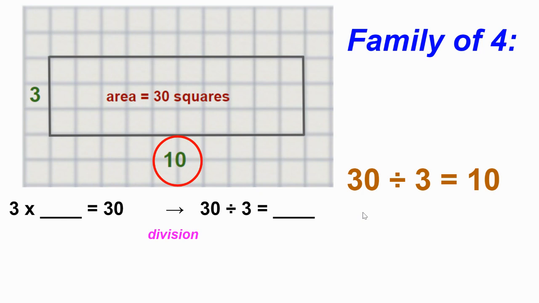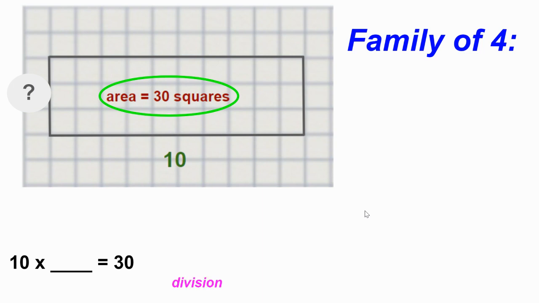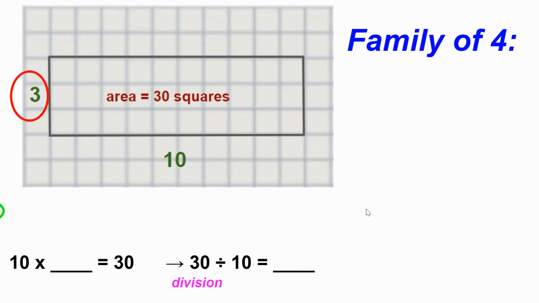Well, the same is true if I now do not know this side, right? Now what am I doing? I'm saying, well, what is 10 times what number equals 30, right? That's the question. 10 times what number? Again, that is really where division comes from. So 30 divided by 10, that's what gives me that missing number. And we know it's 3. So 30 divided by 10 equals 3 completes the final member of the family of 4.